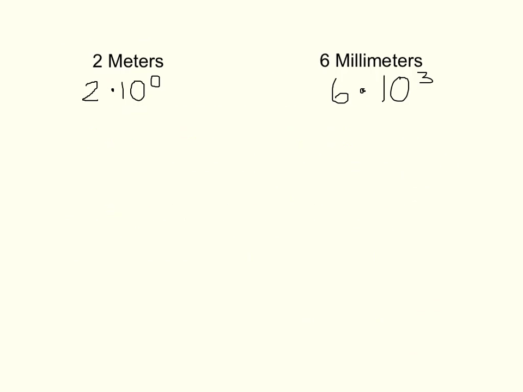In this example, we're going to be comparing 2 meters to 6 millimeters. When we compare these two numbers, we see that 6 millimeters is the greater of the two. So let's label that. Now we have to determine how many times greater is 6 millimeters to 2 meters. So 2 meters was essentially multiplied by some number to get 6 millimeters. So let's put that in.